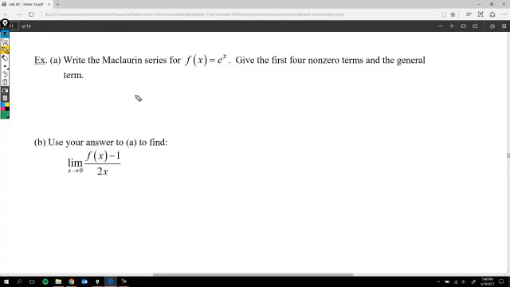All right, last thing, and this is pretty cool. First we're going to write out our Maclaurin series for e to the x, which hopefully we know. Okay, this one's pretty simple. All right, that's the first four non-zero terms, and then my general term. Okay, so here's my Maclaurin series for e to the x. Now they want me to use this to find my limit here. The limit as x approaches 0 of f of x minus 1 over 2x, where f of x is e to the x.